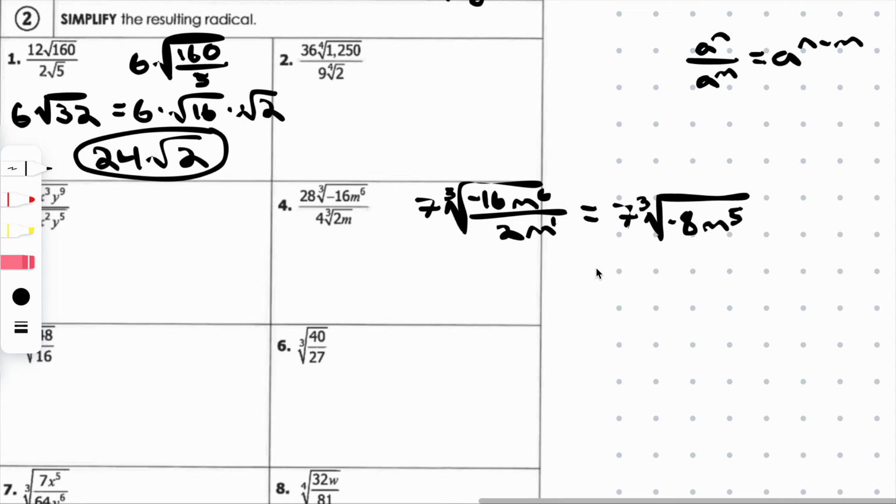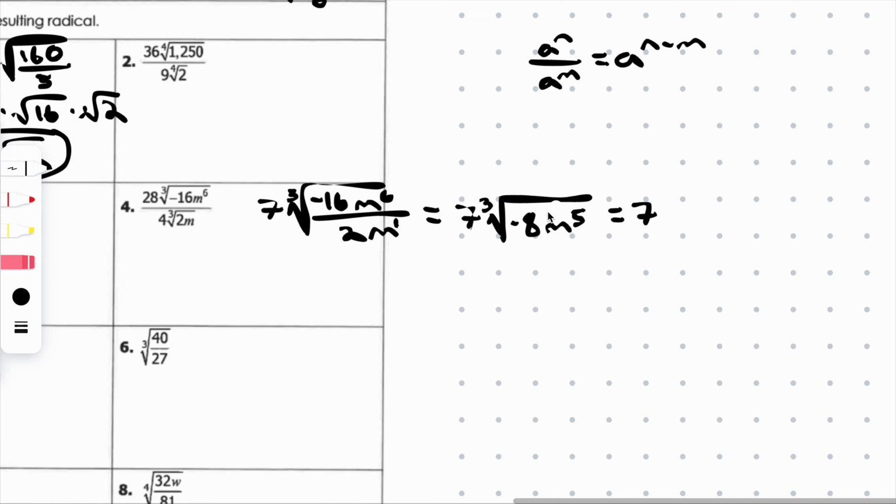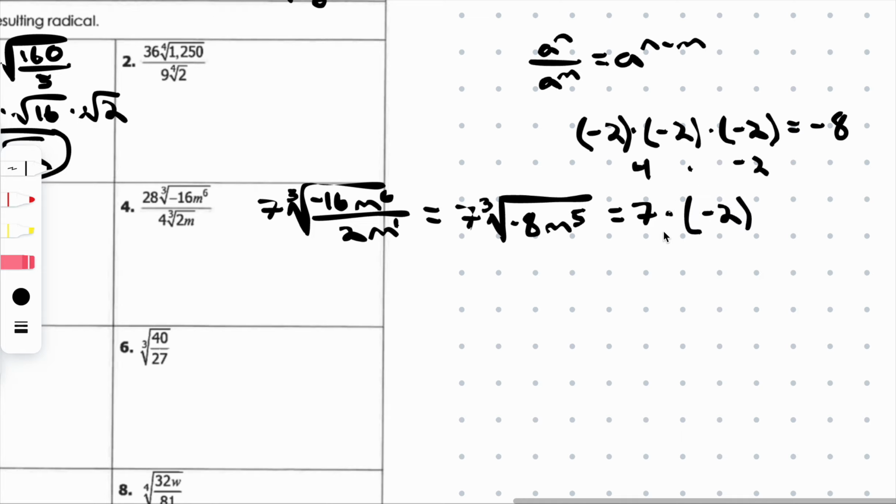Okay? So now what we want to do is we're going to say 7. And then what's the third root of negative 8? Well, that's going to be negative 2, because negative 2 times negative 2 times negative 2 is going to be negative 8, right? Because negative 2 times negative 2 is 4. 4 times negative 2 is going to be negative 8. So this is like saying 7 times negative 2. And so we sort of got rid of this 8.